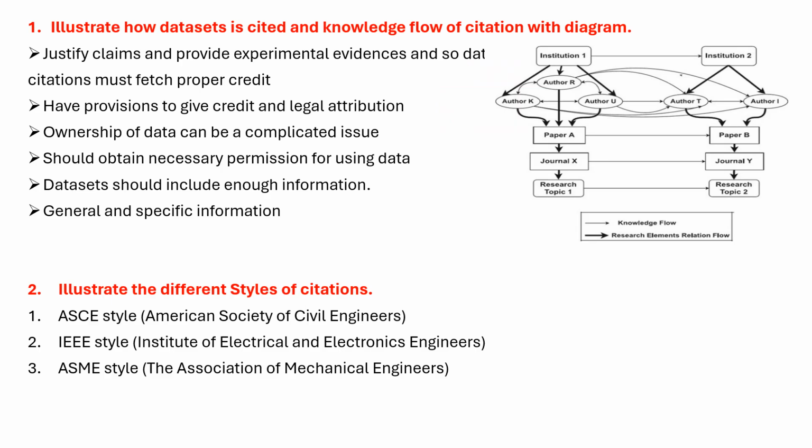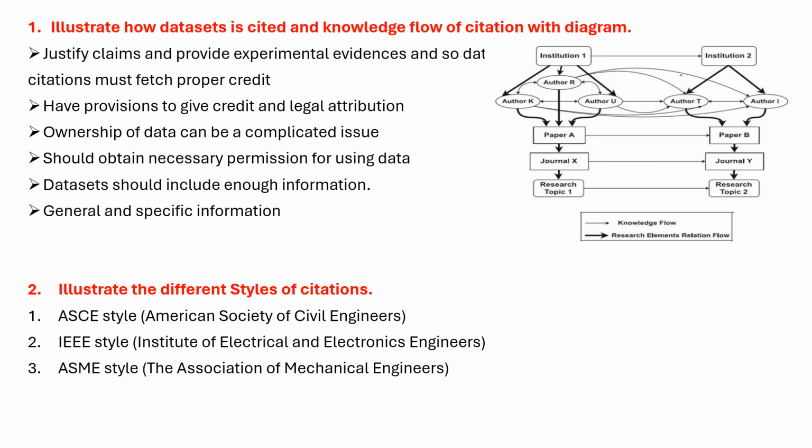Moving on to the first question, illustrate how a data set is cited and the knowledge flow of citation with a diagram. So the knowledge flow of citation diagram is this, and then you have to justify how a data set is cited. Data sets generally provide the experimental evidence, because data produces the experimental facts. So they get more credit, and they are given credit, and also legal attributions are towards the data sets that have been cited.